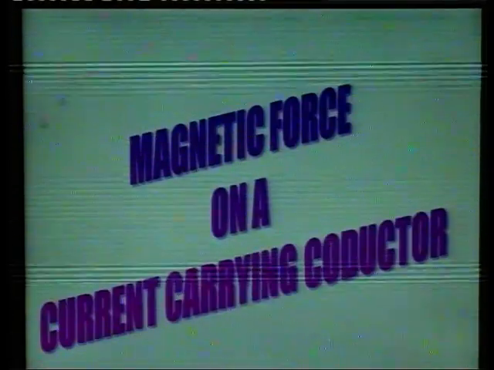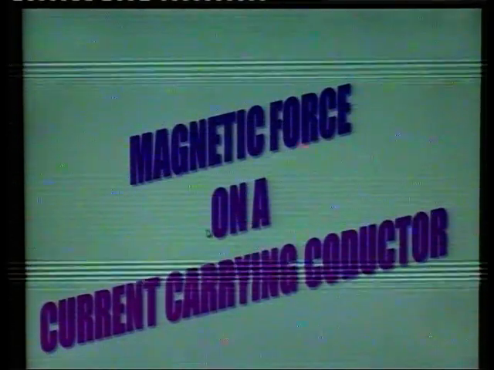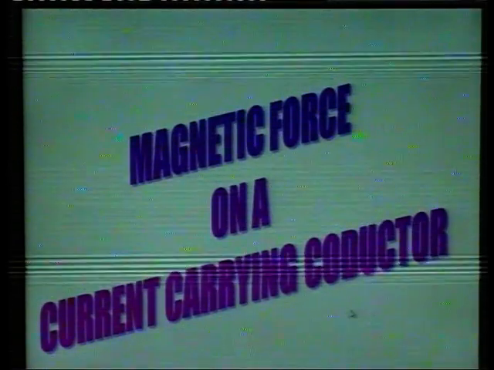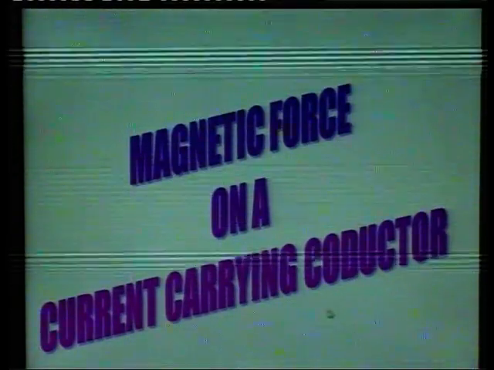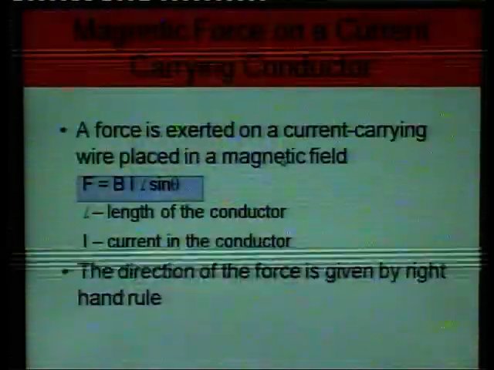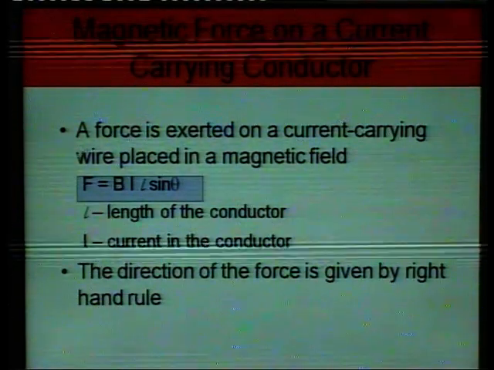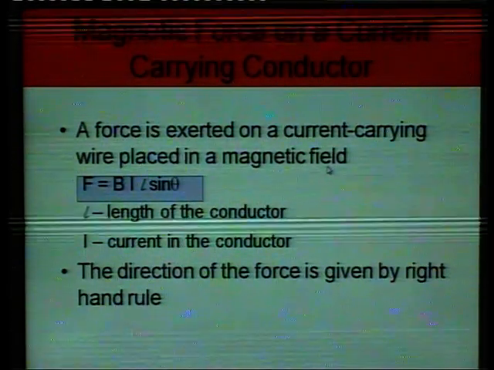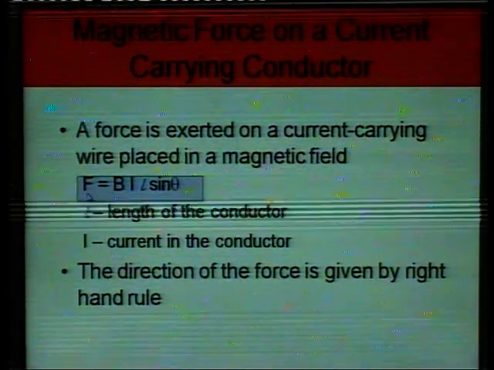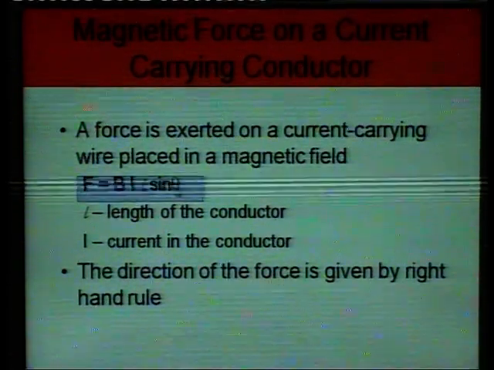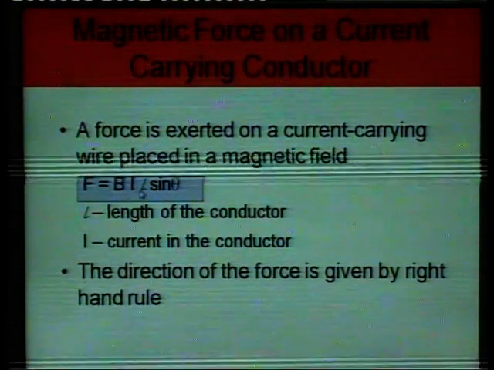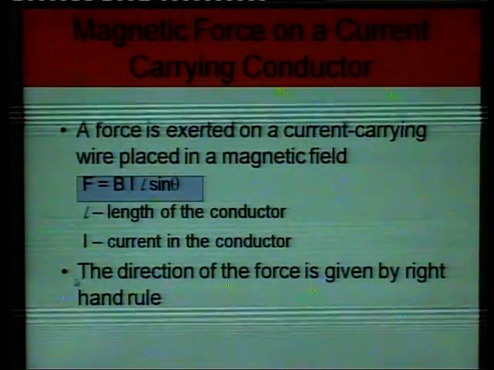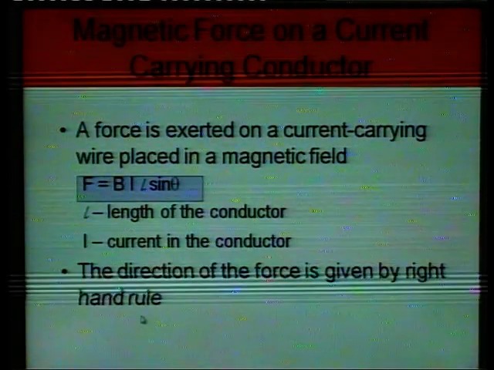Next, another topic: we start with magnetic force on a current carrying conductor. In the previous slides we discussed a moving charge. Now a current carrying conductor is placed in a magnetic field. The force exerted on a current carrying wire placed in a magnetic field is given as F equals BIL sine theta, where B is again the magnetic field, L is the length of the conductor, and I is the current in the conductor. The direction of the force is given by the right hand rule.